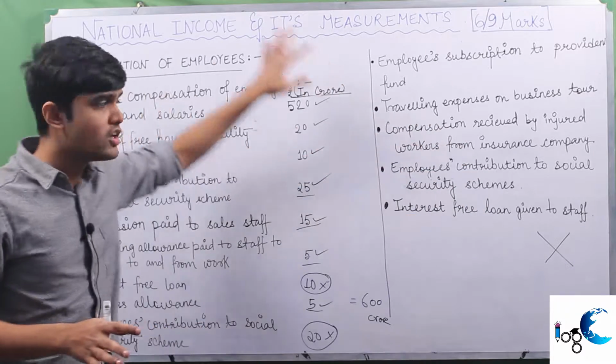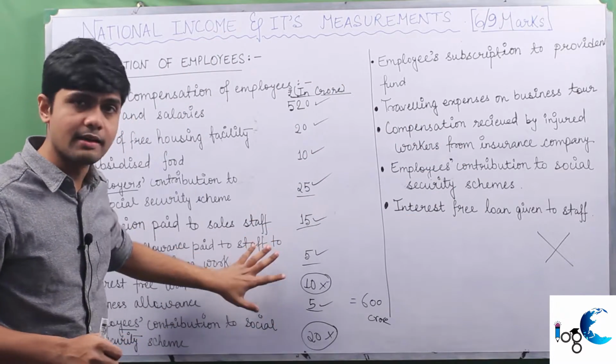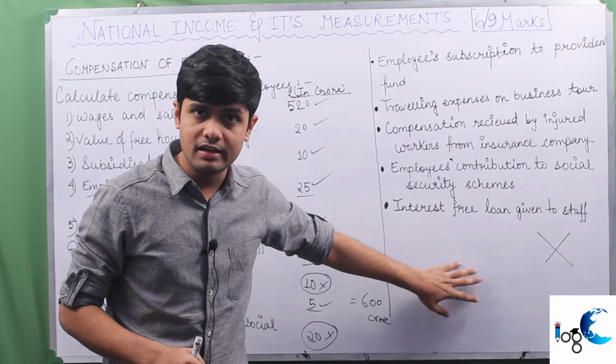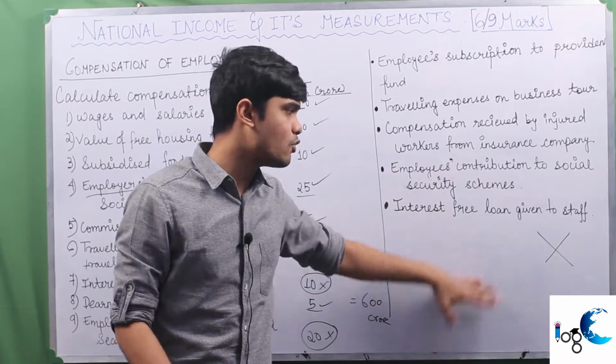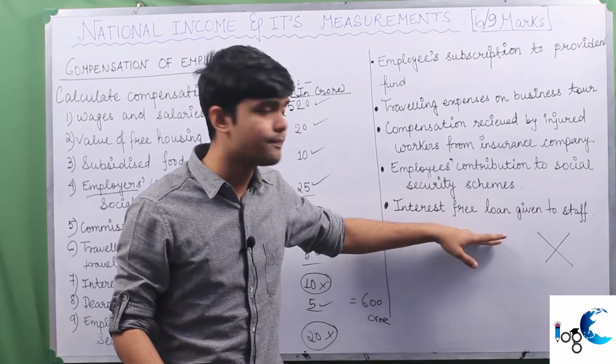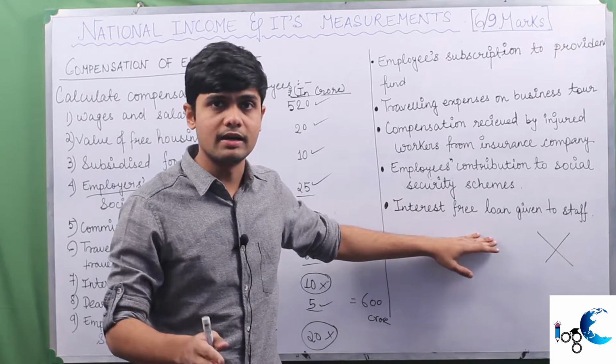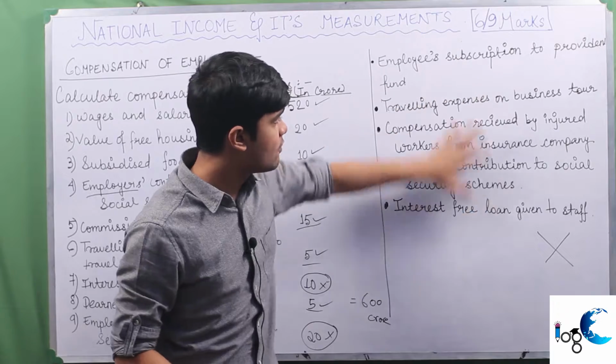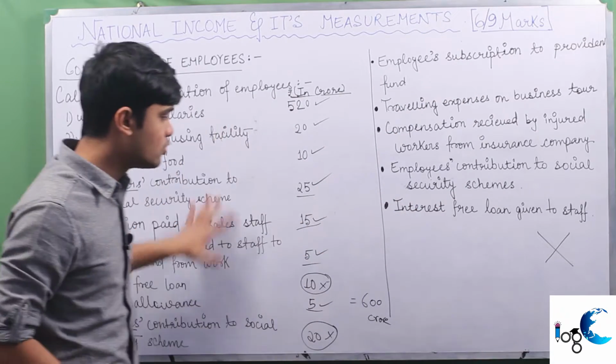Except for these 5, you are including everything in compensation of employees. This is not the ultimate chart. You can refer to your book to add more points over here. But usually, if you see the last 10 years, all these points are there, and this usually comes. So we will not include these 5 points in compensation of employees. We will include the rest.